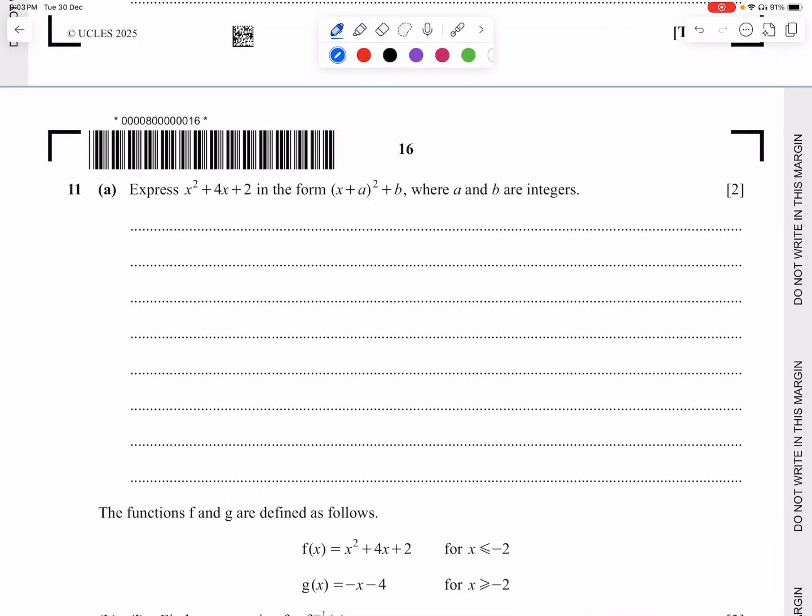Alright, now moving on to question number 11. It says express x squared plus 4x plus 2 in this form, and so this is basically completed square form. So again, for completed square, you're just going to divide the coefficient of x by 2. That becomes x plus 2 whole square. You're going to put the negative square of 2 outside. That's negative 4 plus 2. So that's going to end up with x plus 2 whole square minus 2.